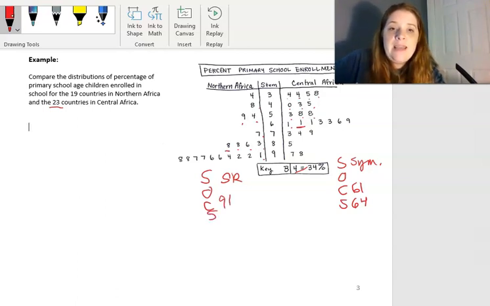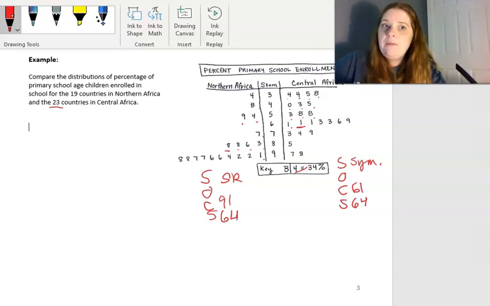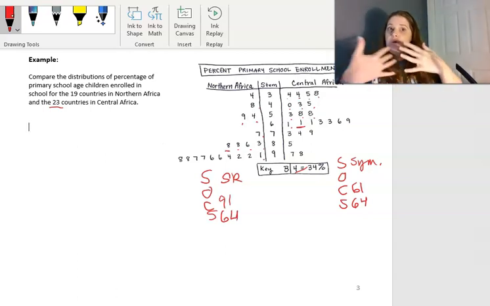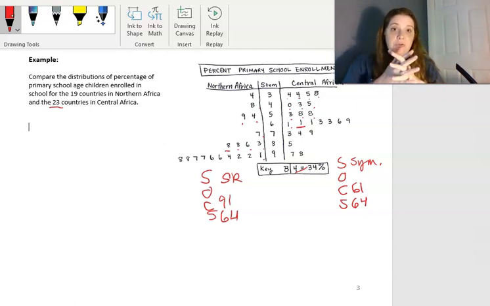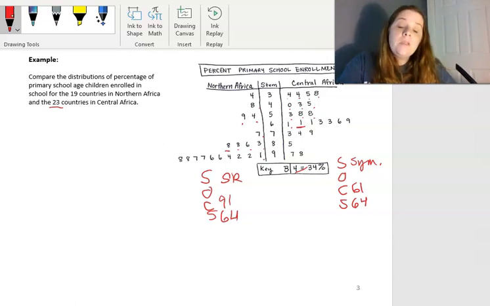I'm doing 98 minus 34, which seems remarkably familiar. 64. Okay, so when I'm thinking about making a comparative statement, when I want to talk about these comparatively, I'm going to use my context. So I'm going to talk about percent enrollment. I want to reference Northern Africa and Central Africa. I want to compare the shapes.